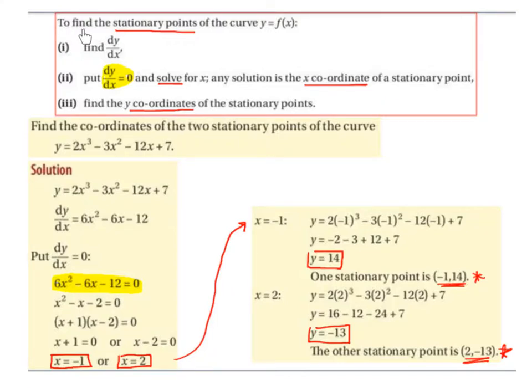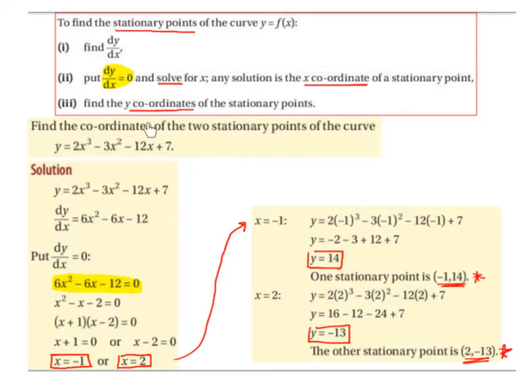So to find the stationary points of the curve y equals f of x, first of all, find dy dx, the derivative, then put dy dx equal to 0 and solve for x. Any solution is the x coordinate of a stationary point. And then find the y coordinates of the stationary points.